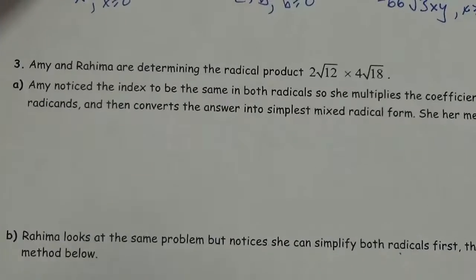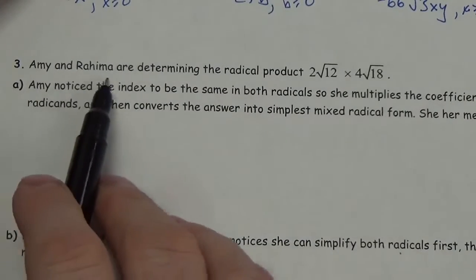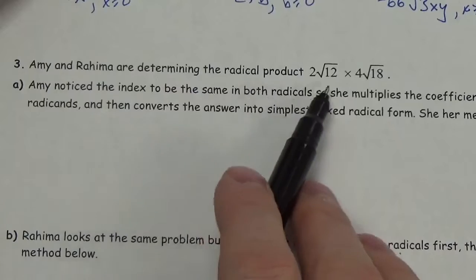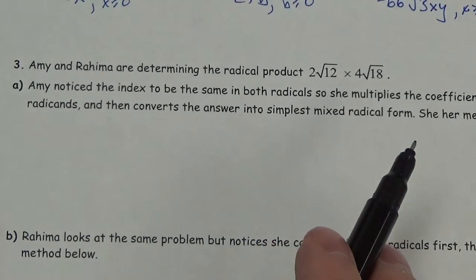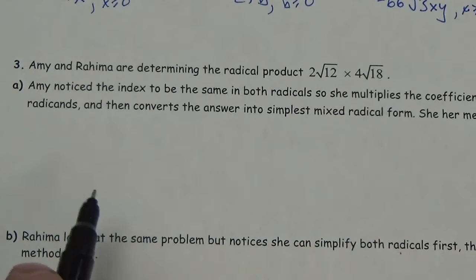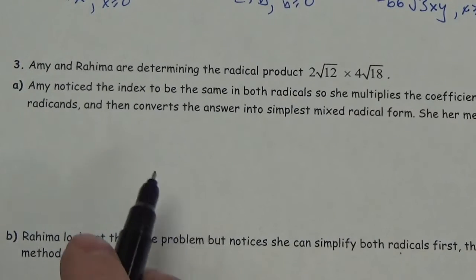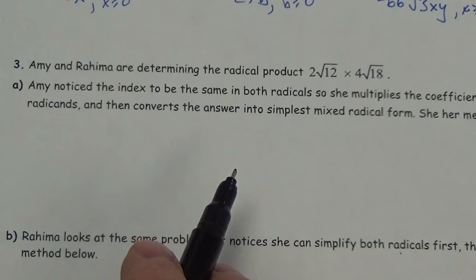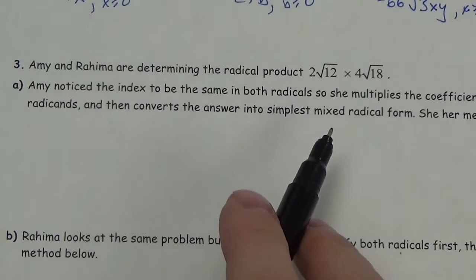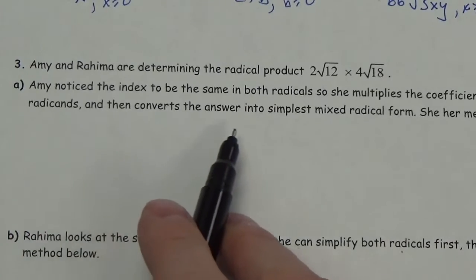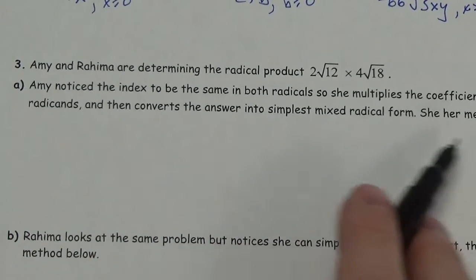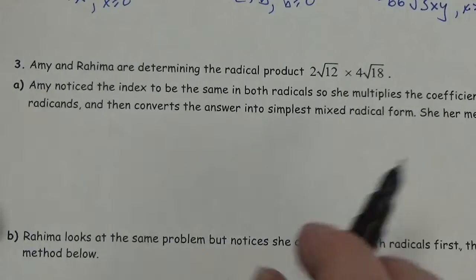Okay, so in this problem we read that Amy and Rahima are determining the radical product 2 root 12 times 4 root 18. And then we read right here that Amy noticed that the root index is the same in both radicals. So she multiplies the coefficients, multiplies the radicands, and then converts the answer to simplest mixed radical form. We're going to see her method below, so we're going to take a look at what she does.